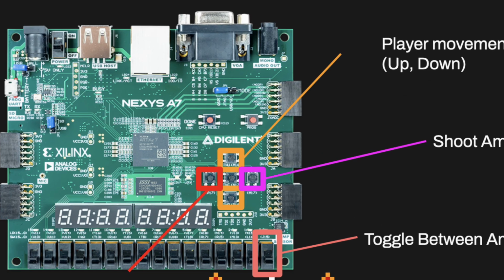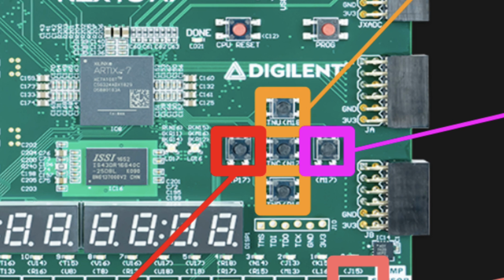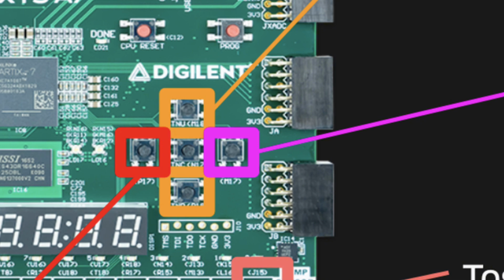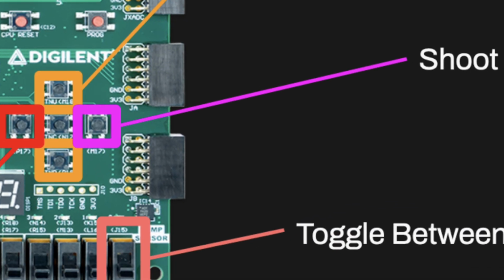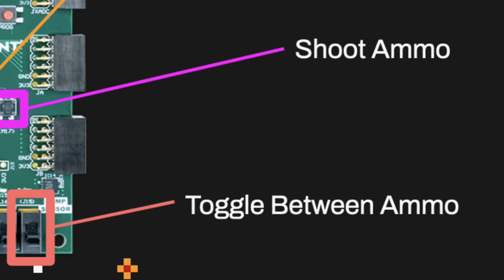The player movement is controlled by two buttons on the FPGA board, BTN-U and BTN-D. The player can fire bullets with the BTN-R button, and switch the ammo between 0 and 1 with the natural switch, and reset the game with the BTN-L button.